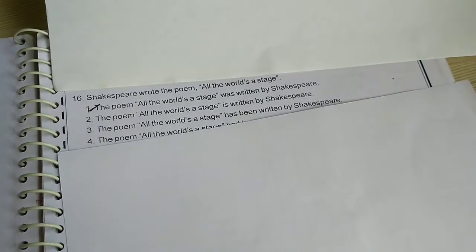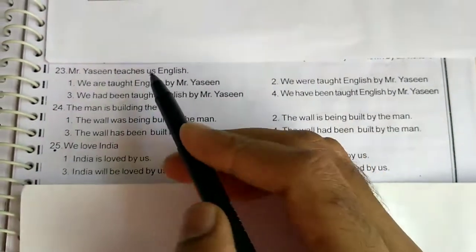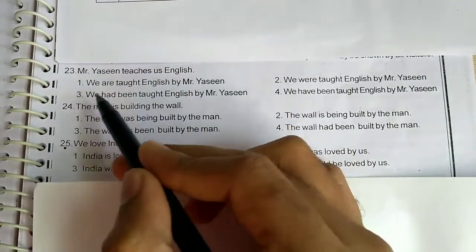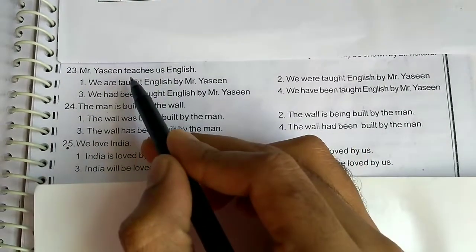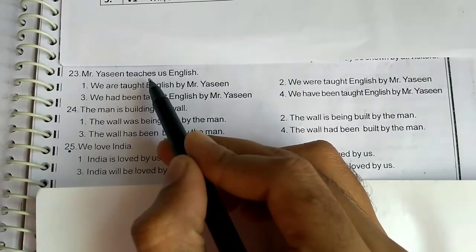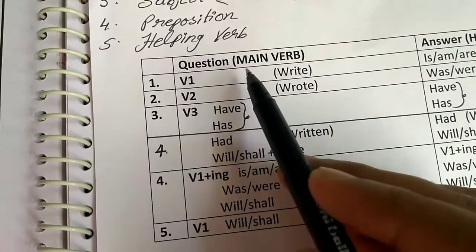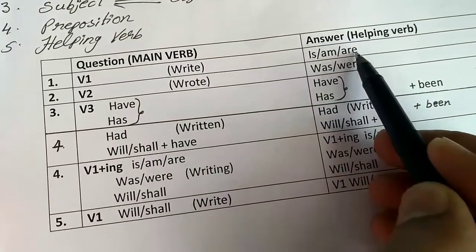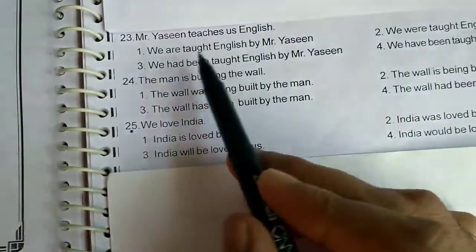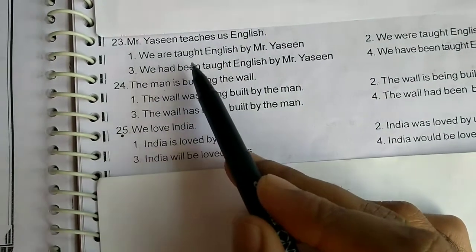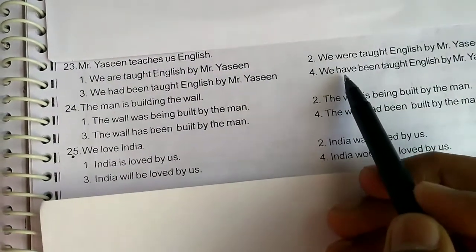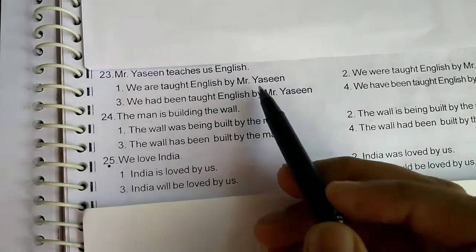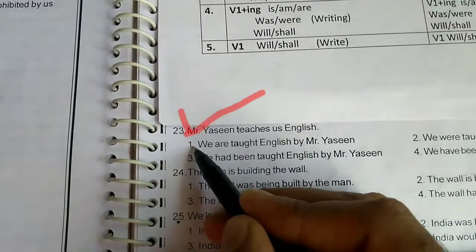Let me give another example. In this example we have Mr. Yasin teaches us English. Identify the main verb, teaches. Teaches is in V1 form. According to the table, if the question is in V1 form, definitely in the answer we will get is, am, or are. Let me search for the answer. Is, am, are. Was, were, have. The first one, we are taught English by Mr. Yasin, and this is the correct answer.